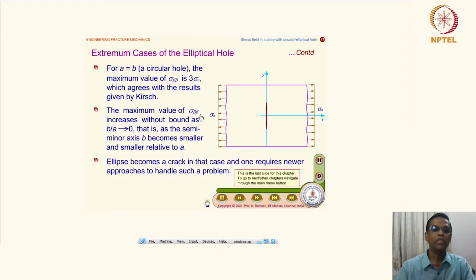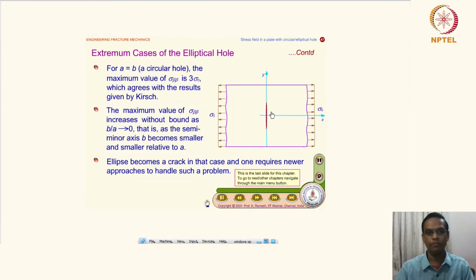The maximum value of sigma yy increases without bound as b by a tends to 0. That means the semi-minor axis b becomes smaller and smaller relative to a. Then it becomes like a sharp line, a sharp crack. So the ellipse becomes a crack in that case, and one requires a newer approach to handle such a problem. Why do we say that? Because the moment b tends to 0 in that equation, the multiplication factor of sigma naught becomes infinite. So what does it mean?